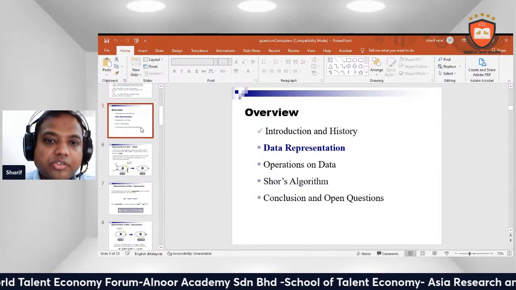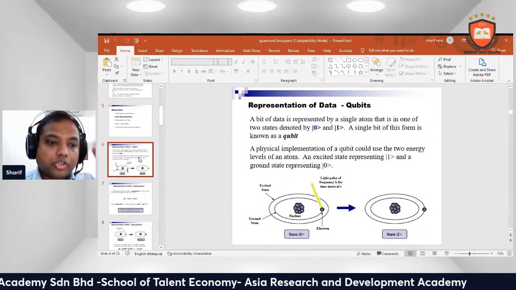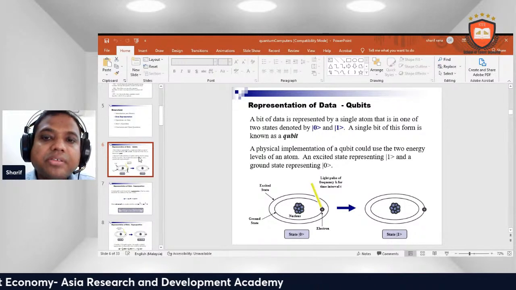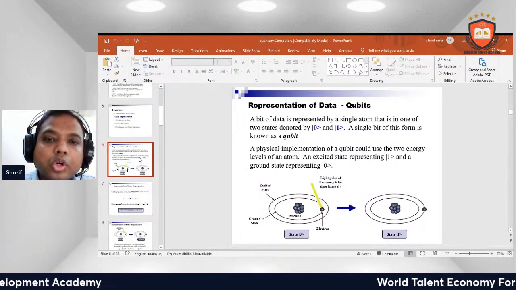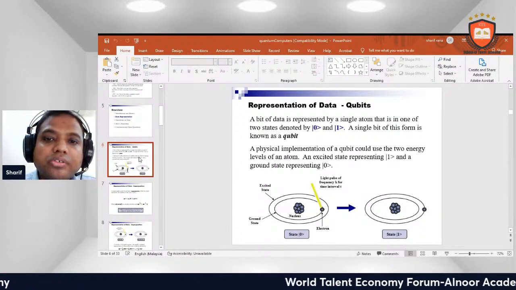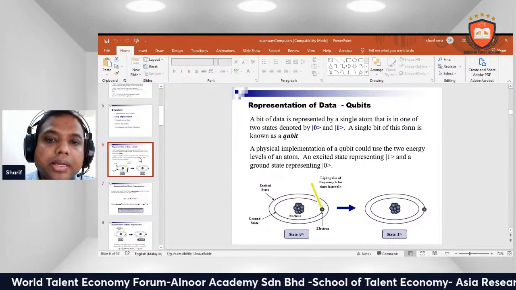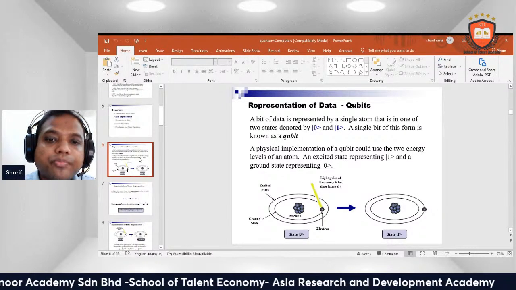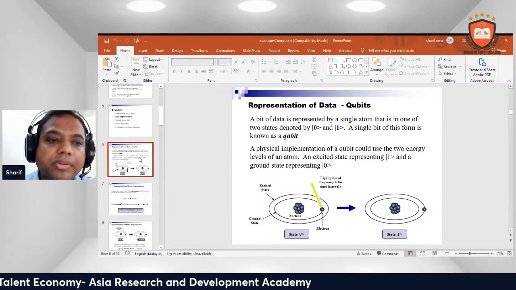Overview: introduction and history, data representation. Representation of data: the qubit. A bit of data is represented by a single atom that is in one of two states, denoted by 0 and 1. A single bit of this form is known as a qubit. A physical implementation of the qubit could use the two energy levels of an atom, an excited state representing one and a ground state representing zero.